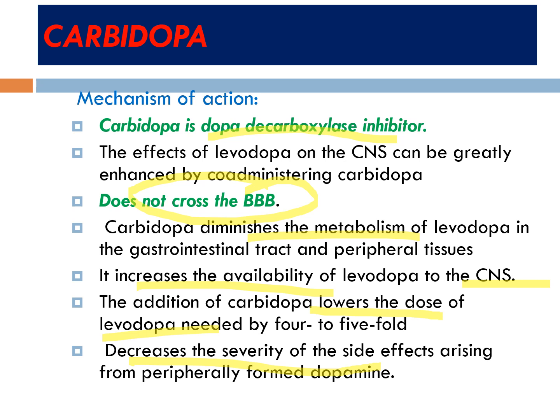So this is a very important question from examination point of view. What is the rationale for combining carbidopa with levodopa? So all these points are the answer to this question, and note it down, it's a very important university question as well.